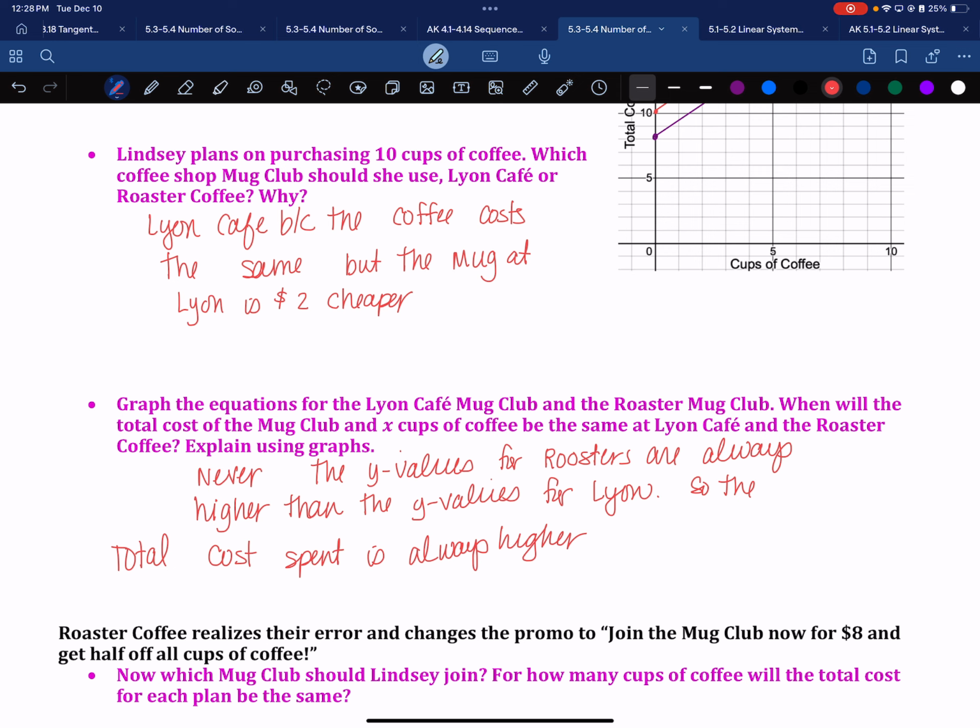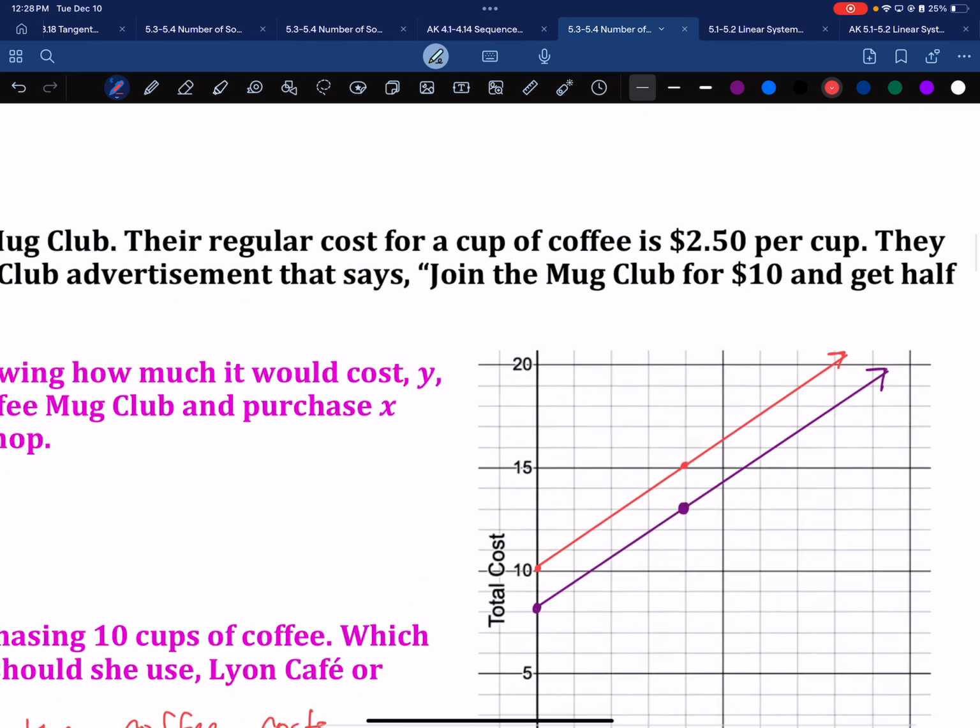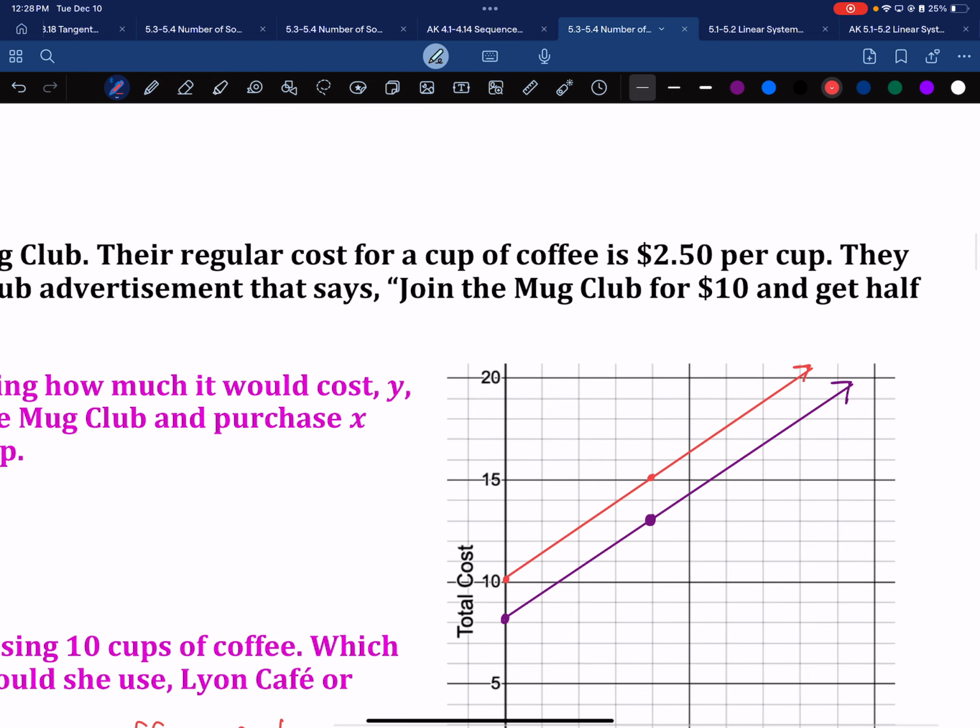What happens if Rooster realizes their mistake and they say join the mug club now for $8 and get half off all cups of coffee? What does that do to their equation? Does their equation change? So this was our line right here, right? Originally they're joining for $8. They're not changing the cost per cup. They're actually just taking that line and moving it on down, aren't they? So what happens there? They end up the same line. So would it matter which place you went in that case? No.